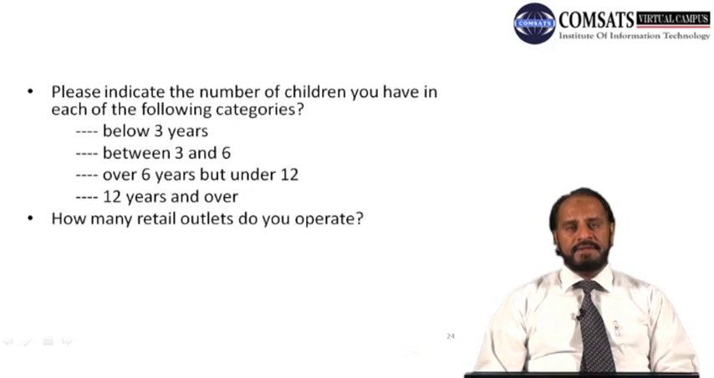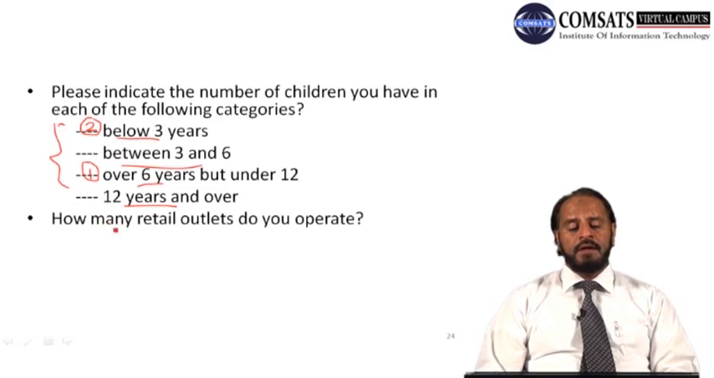Let's look at an example here. Let's say we need to indicate the number of children you have in each of the following categories. This is an example of what we call a ratio scale, where we're trying to say we have got 2 here and 1 here. So we are leaving the option open here. It's not a ranking scale. The information we need to get is of a ratio nature. We need the exact number of children you have below 3, between 3 and 6, between 6 and 12, and 12 and over. So this is a good example of a ratio scale.